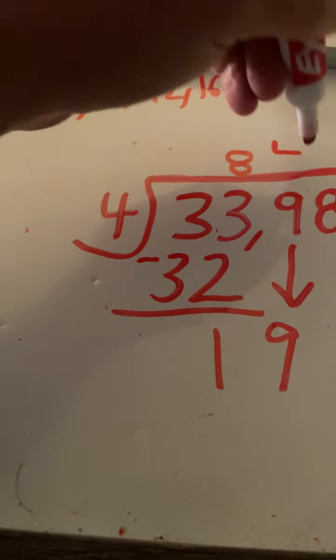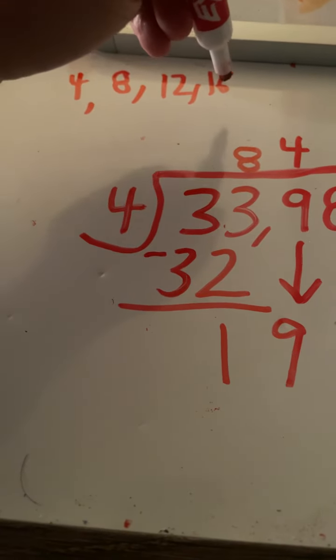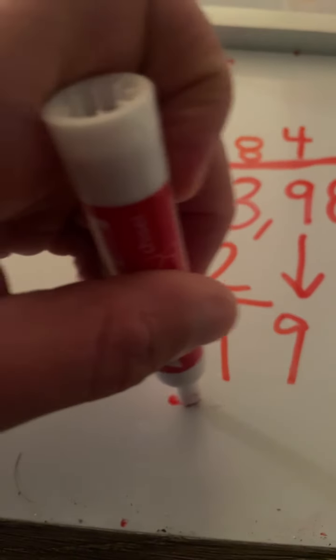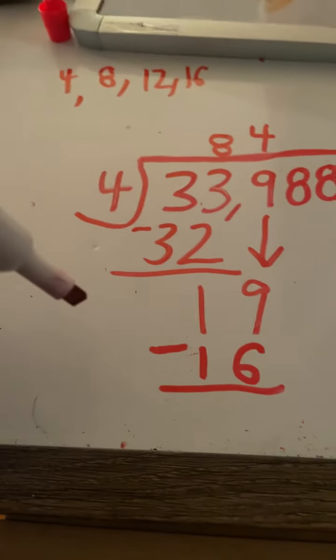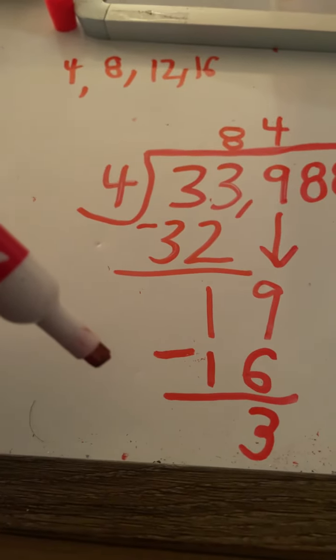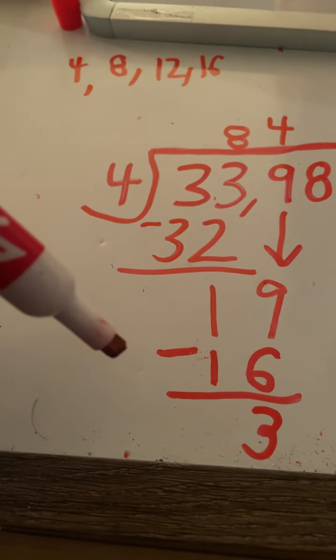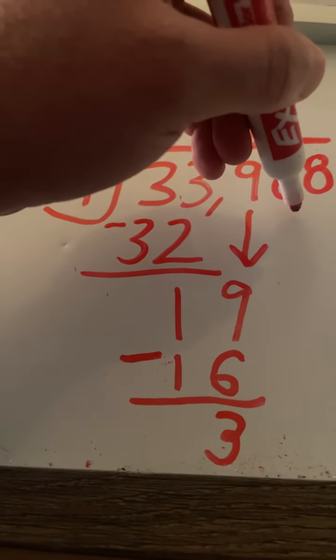So I'm going to write a 4 above the 9. And because 16 was the closest I could get to 19 without passing 19, 16 is what I have to subtract. 19 minus 16 equals 3. So now my next step, I bring down the 8.